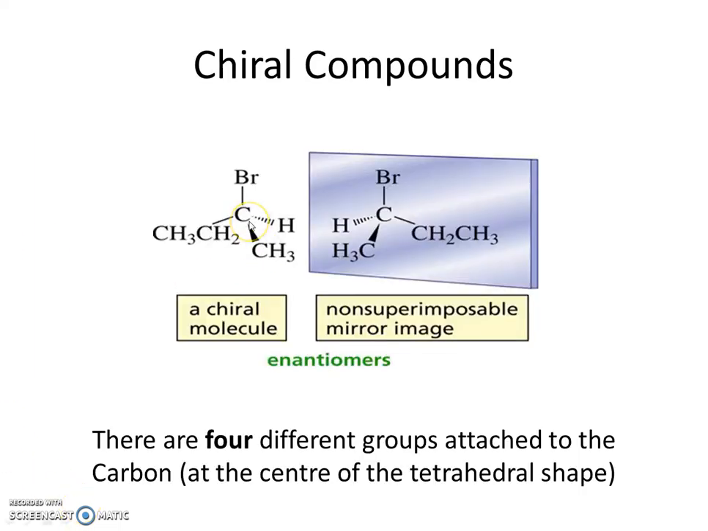Okay, so here we've got a chiral carbon in the center here. We've got a bromine, a hydrogen, a methyl, and an ethyl group attached to it. We have got 4 different groups. That's why it's chiral. This molecule here has also got a bromine, a hydrogen, a methyl, and an ethyl group attached to it. If you were to pick it up and put it on top of this molecule, you would see that the ethyl and the hydrogen groups would be pointing in different directions. So these are non-superimposable images of each other. They are mirror images of each other.